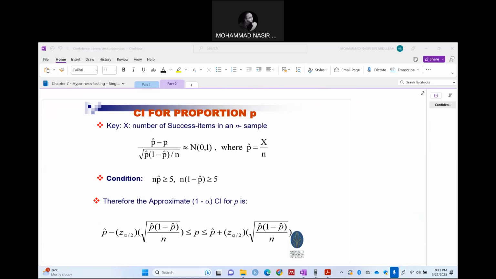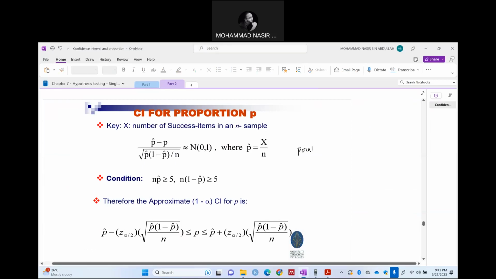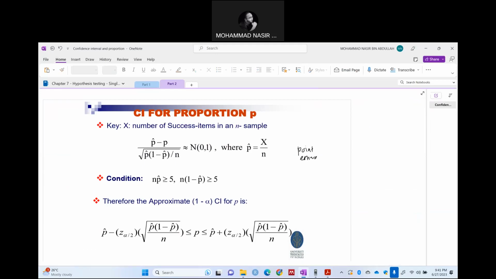So the confidence interval is basically the same, using a general formula: point estimate plus minus margin of error. In this case, the margin of error is Z alpha over 2 times the square root of P hat Q hat divided by N. So this is the margin of error. The point estimate is P hat.